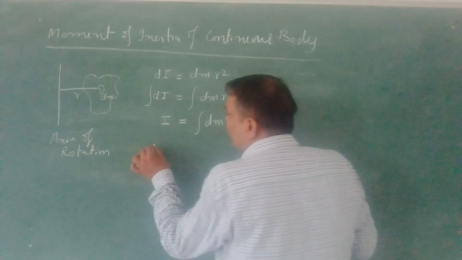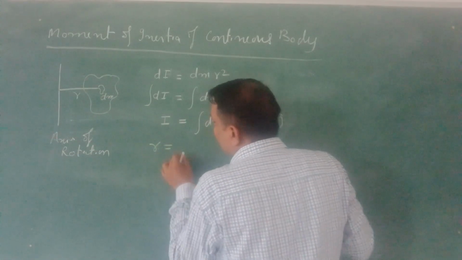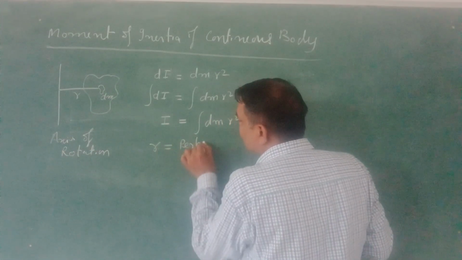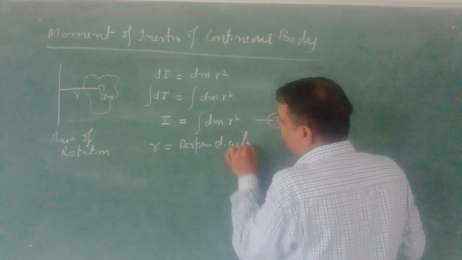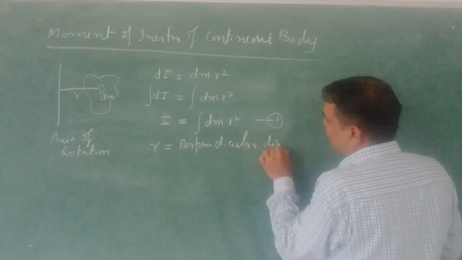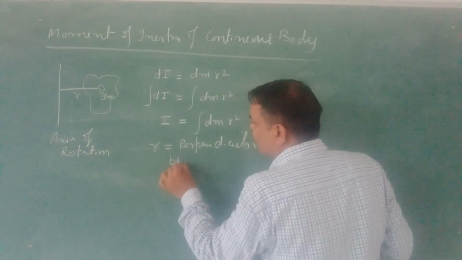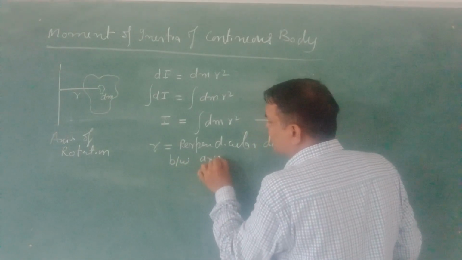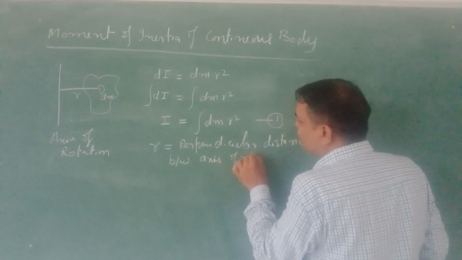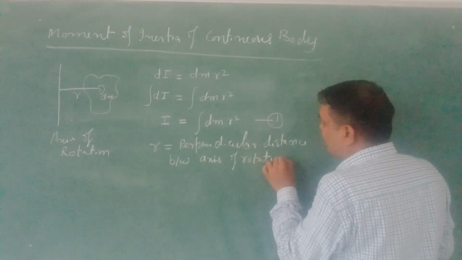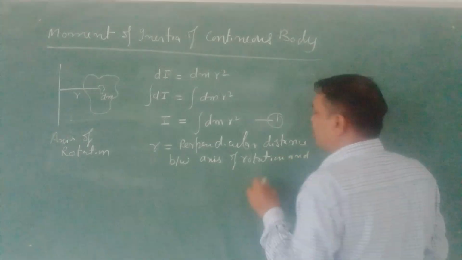We remember where r is the perpendicular distance between the axis of rotation and dm.